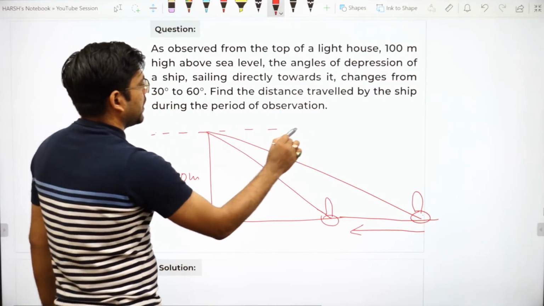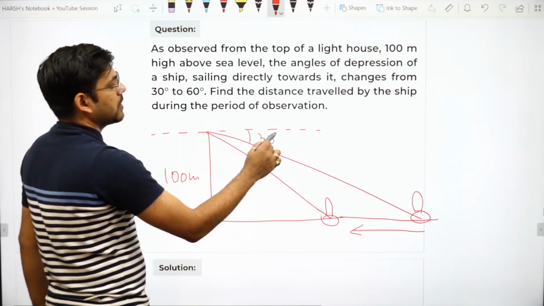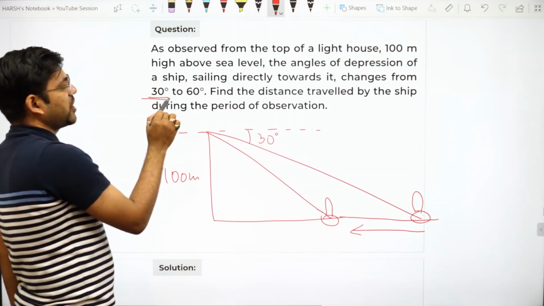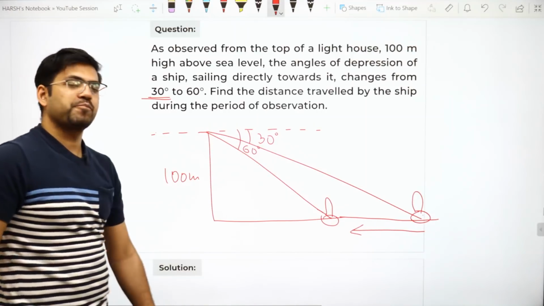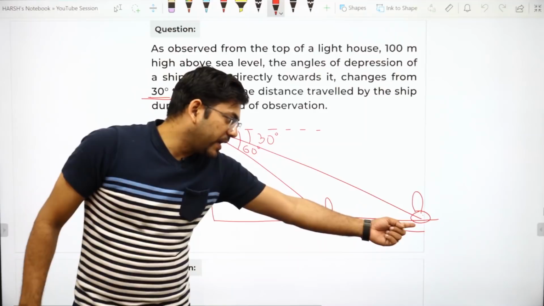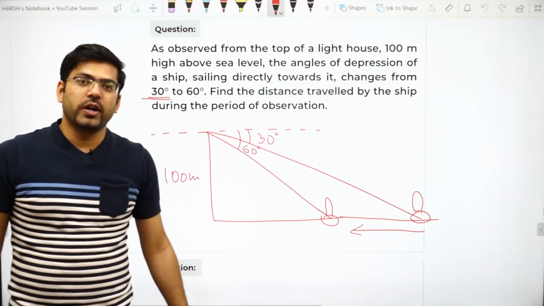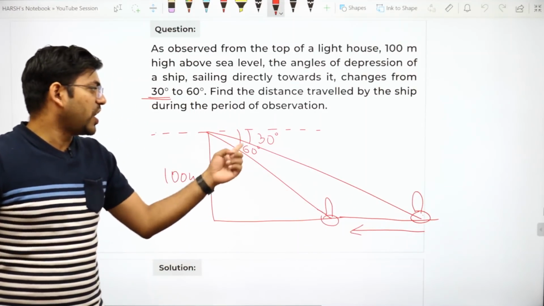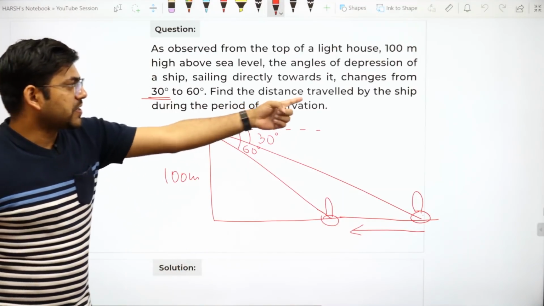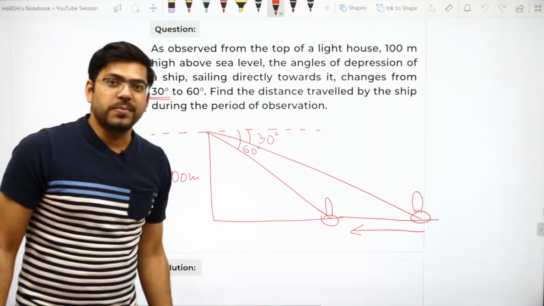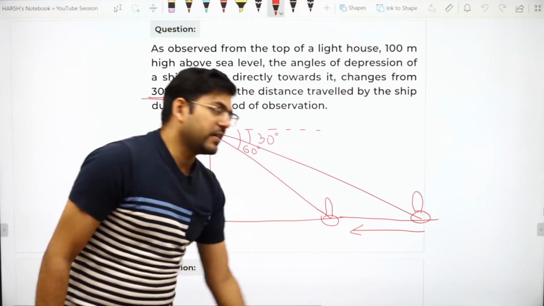So if I take the reference point, this will be the smaller angle, 30 degree. It is saying that it changed from 30 degree to 60 degree, meaning this angle of depression is 60 degree, isn't it? The ship was initially there, and from here it went to this point. So from here to here the change in the angle was 30 degree to 60 degree. Find the distance traveled by the ship during the period of observation, meaning you have to find this distance.